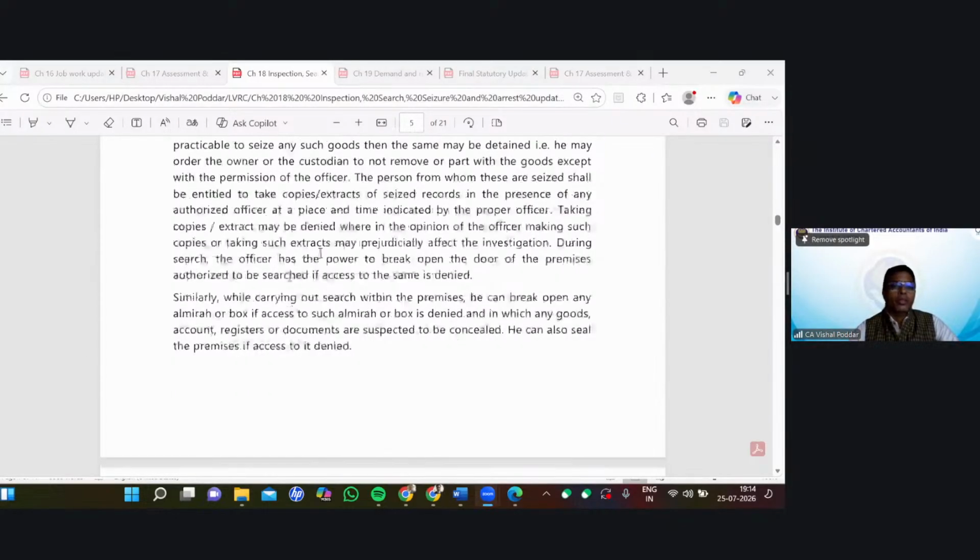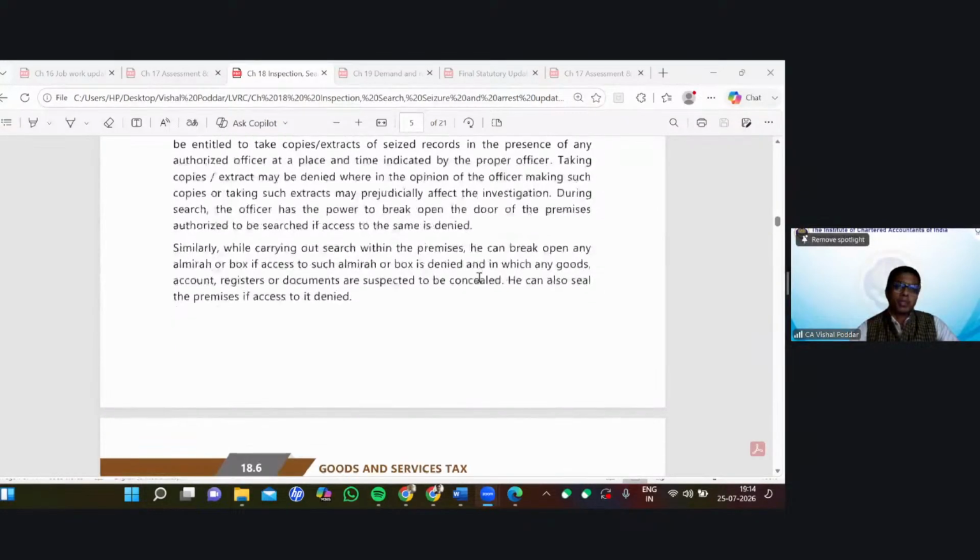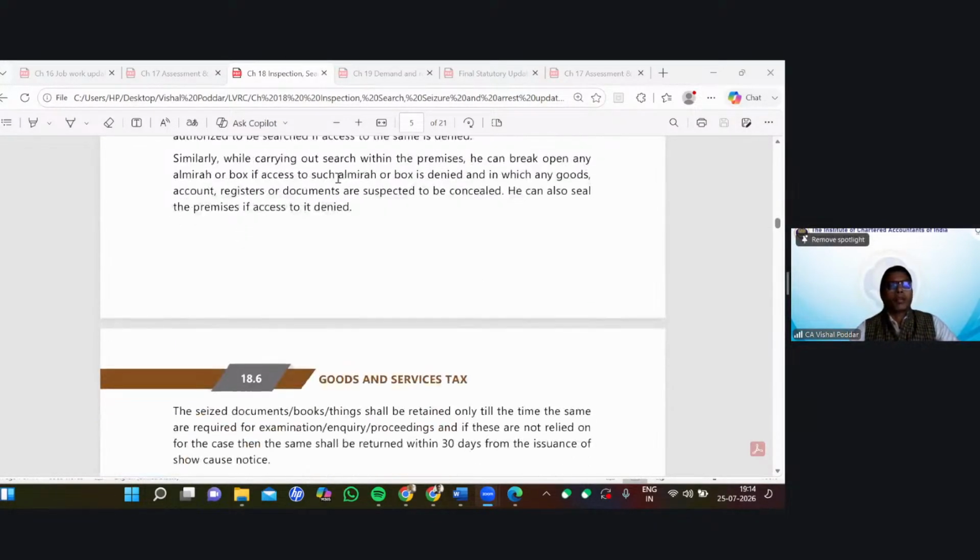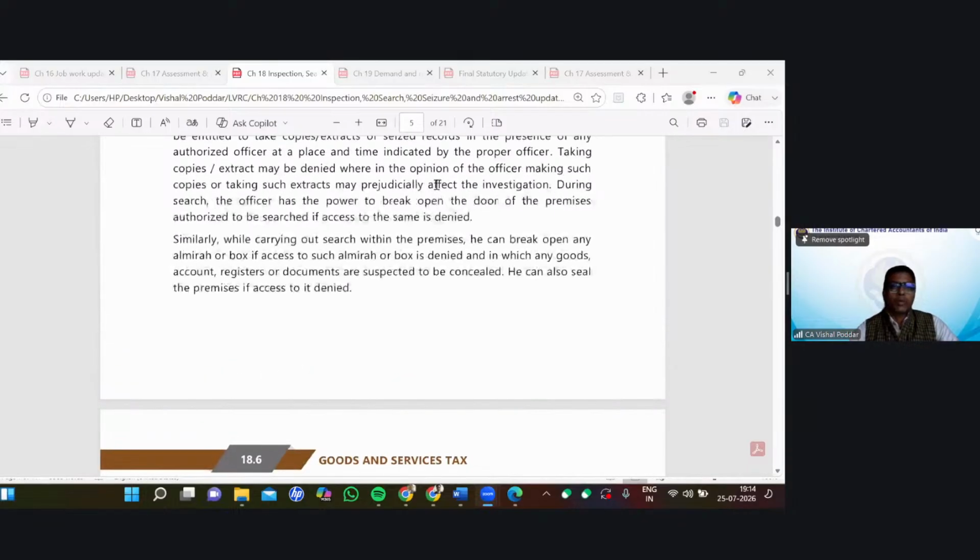During search, the officer has the power to break open the door of the premises authorized to be searched if access to the same is denied. Similarly, while carrying out search within the premises, he can break open any almirah or box if access is denied. So, first part, during search, they have power to break open doors of premises. So, if there is a room where the officer believes you are trying to hide some goods or documents and you are not providing the keys, they can break open the door.